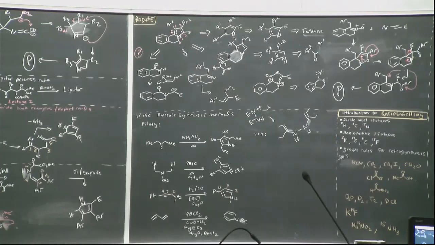And so the stable labels are the ones like deuterium. You guys deal with deuterium all the time. C13, there's natural abundance C13, but you can enrich it. N15, you can be enriched. The radioactive ones are tritium, C14, C11, 18F.